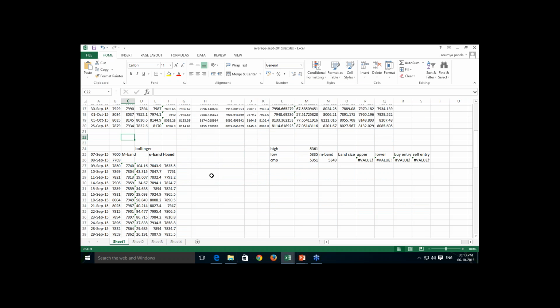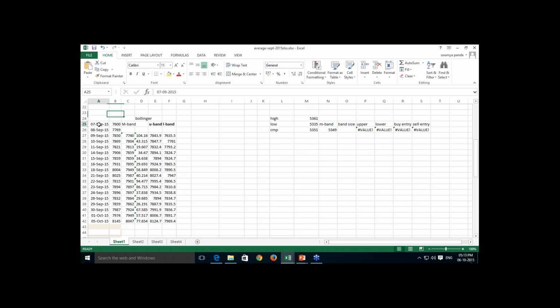For calculating this Bollinger band, I have taken data from 7th September to 5th October. I have taken a 3-period moving average, though it is 20 period for the long term. I have taken the 3-period last traded price of the Nifty, which is my middle band. First one is a simple moving average, and from the second onwards I have made it an exponential moving average. So the middle band is my 3-period exponential moving average.